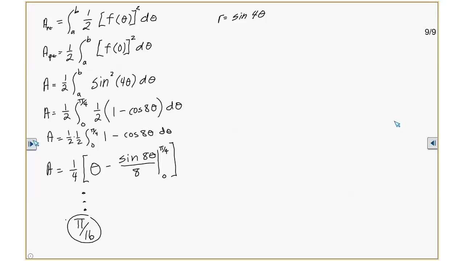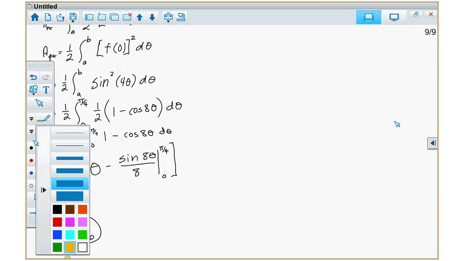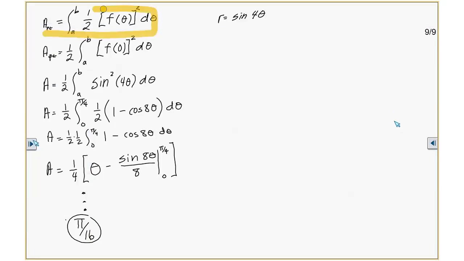So that'd be what? 0.2 pi over 16. Or, I'm sorry, that's 0.2. So what's the only thing new here? The only thing new here is what? The formula.